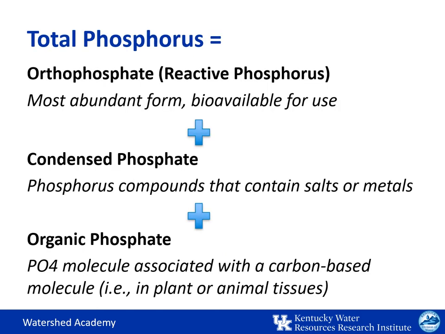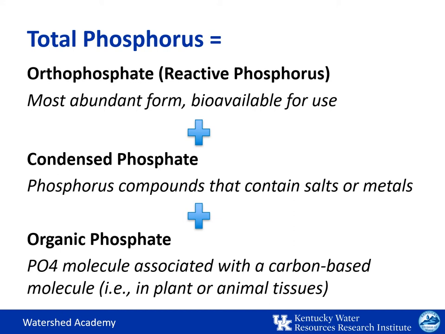As with nitrogen, phosphorus can be measured in multiple forms. Two of the most common forms that are measured are total phosphorus and orthophosphorus. Total phosphorus is actually the sum of the orthophosphate, the condensed phosphate, and the organic phosphate. Orthophosphate, also known as reactive phosphorus, is the most important and typically the most abundant form. It is the form of phosphorus that is available for uptake by living organisms.